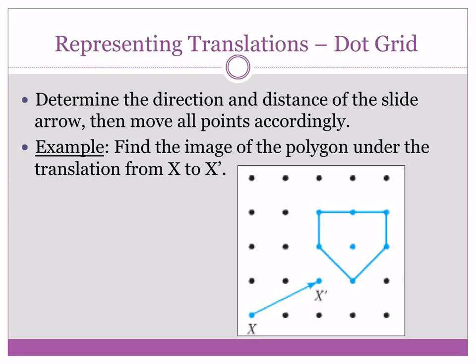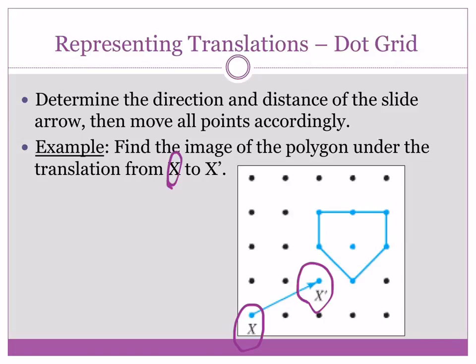Yeah. All right. So here is a geosquare, is what they're called. So a dot grid is another name for it. And it shows how we can do this process. So it says determine the direction and distance of the slide arrow, and then move all points accordingly. All right, so a couple of issues here. The example says, find the image of the polygon under the translation from x to x prime. And you're probably going to need to add some dots on the left and on the top in order to make this work, okay? So feel free to add whatever dots you need to do that, and I will do the same. So what this is telling us is that we're starting at x, and we're ending at x prime.